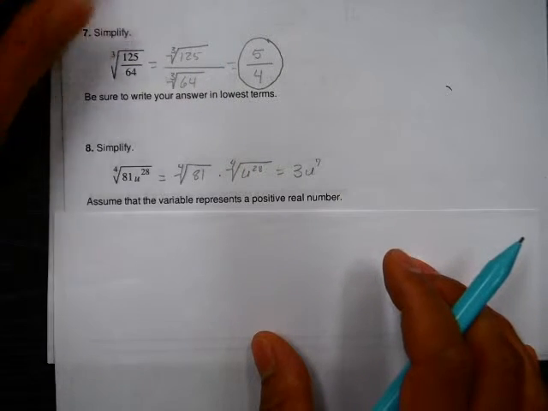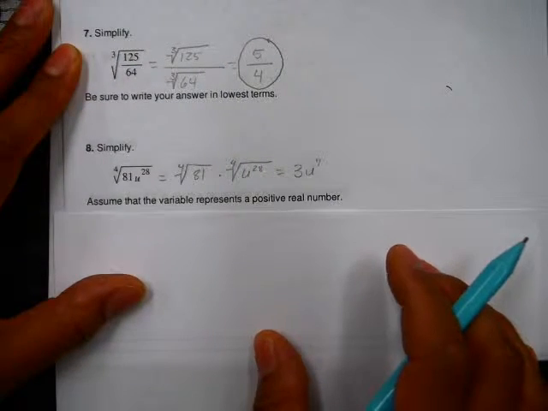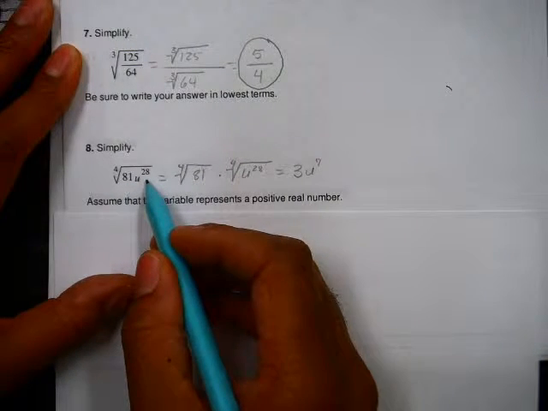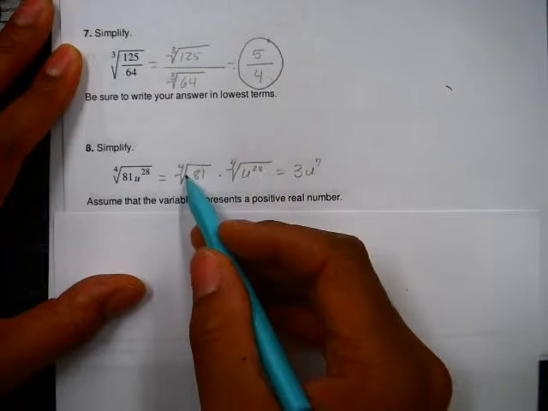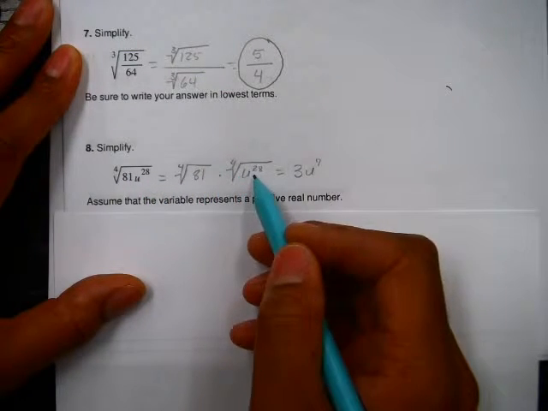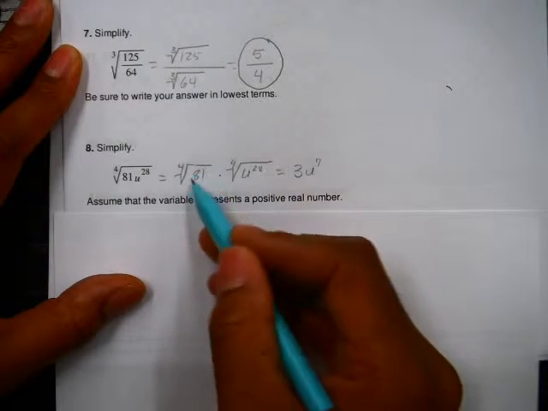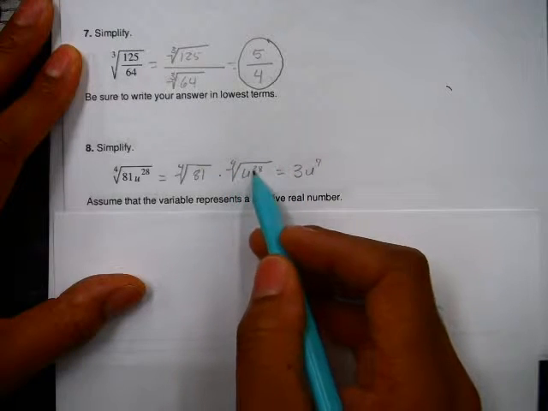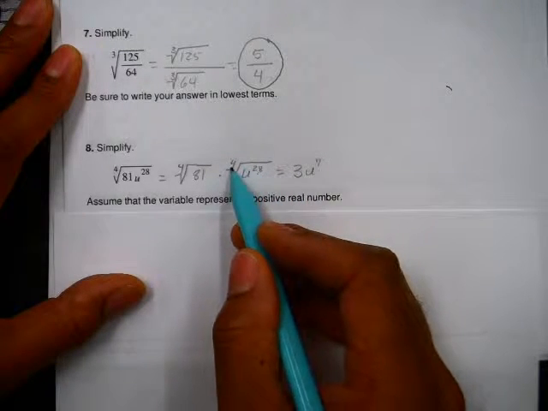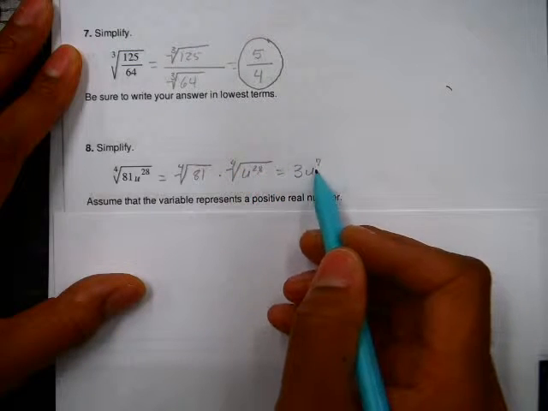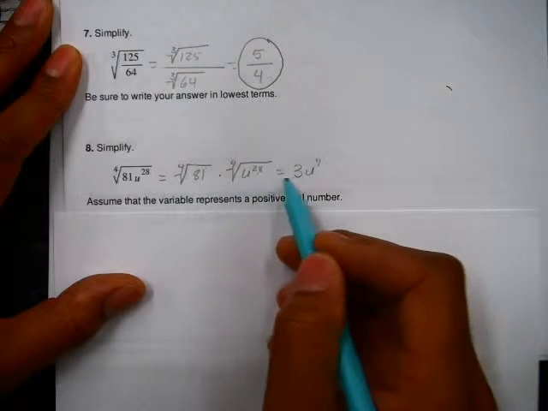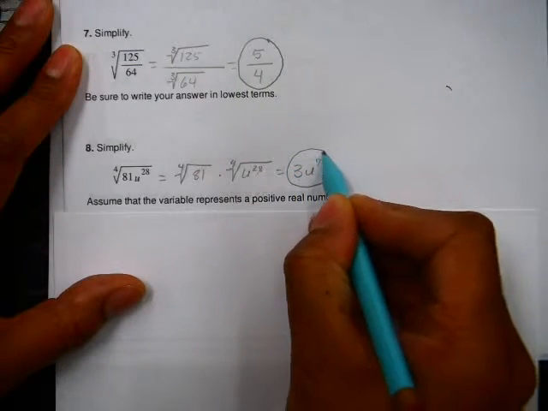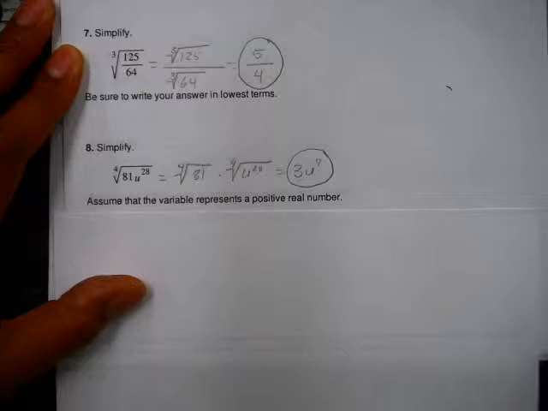Alright. For number 8, simplify again. Now we have the 4th root of 81u to the 28th power. Okay? So once again, I can break this up. The 4th root of 81 times the 4th root of u to the 28th. 4th root of 81, use your calculator, you should get 3. And then the 4th root of u to the 28th power, 28 is divisible by 4. 28 divided by 4 is 7. And so the 4th root of u to the 28 is u to the 7. And that's our final answer. Put that together, 3u to the 7th power.